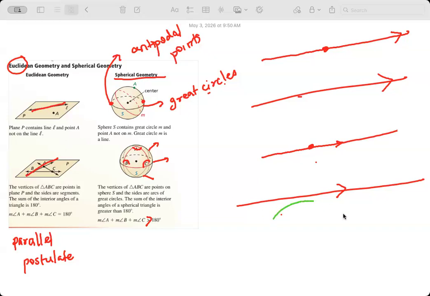Okay, so I have a sphere. I have a great circle. I want to have a point that's not on the line. Line means great circle. There is a point not on the line. Now when you think about it, how many great circles can I draw passing through the point? How many great circles can I draw?